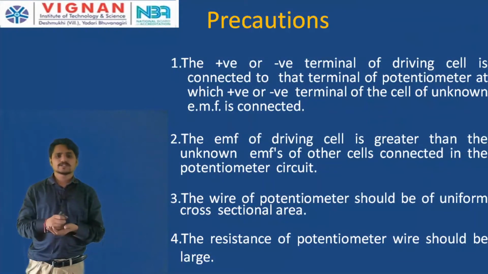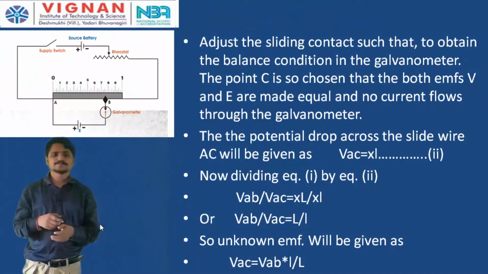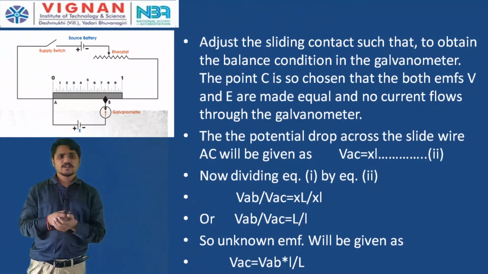Now, precautions. What precautions must be taken for this simple arrangement of the circuit? Here, the first one is that we have to connect the positive terminal of the unknown cell to the positive terminal of the slide wire potentiometer, and the negative terminal of the unknown cell should be connected to the negative terminal of the potentiometer.